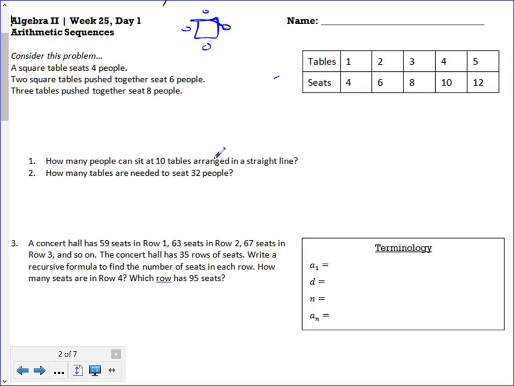Here are my questions. I'm going to give you a minute just to think about it. However you want to, figure it out. Just try to find some way to answer it. If I got 10 tables, how many people is that? Number 2, if I got 32 people to seat together, how many tables do I need? Try to figure it out. I'll give you 1 minute. There is no right or wrong answer. Just think.